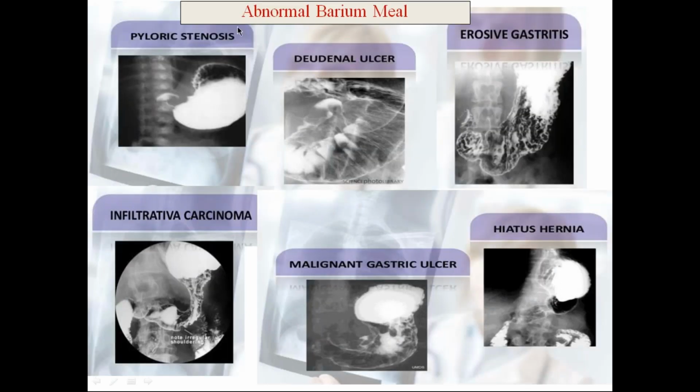And these are some of the abnormal barium meal pictures. Here you can see a pyloric stenosis, and then here is a duodenal ulcer which is visible, the crater. Then you have the gastritis. This is the erosive gastritis. Here there is carcinoma. This is a malignant gastric ulcer, and this is a hiatus hernia, when the stomach is going above the diaphragm.